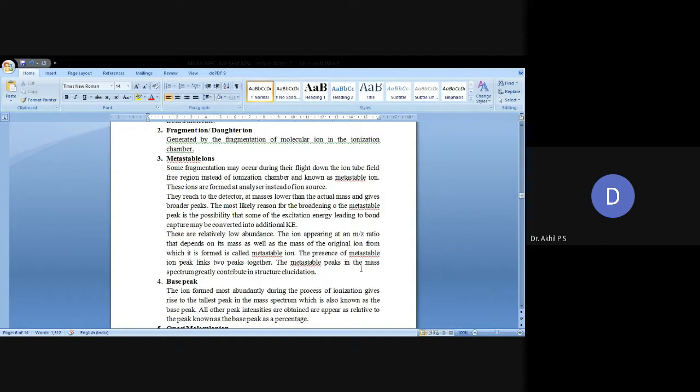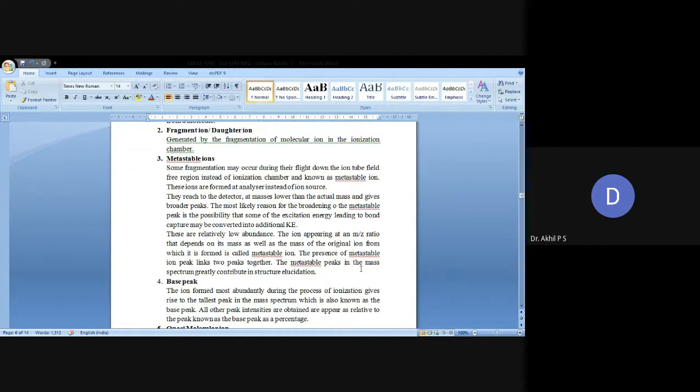Some fragmentation may occur during their flight down the ion tube field-free region instead of the ionization chamber, and these are known as metastable ions. These ions are formed in the analyzer instead of the ion source. They reach the detector at a mass lower than the actual mass and give broader peaks. The most likely reason for the broadening of the metastable peak is the possibility that some of the excitation energy leading to bond cleavage is converted into additional kinetic energy.